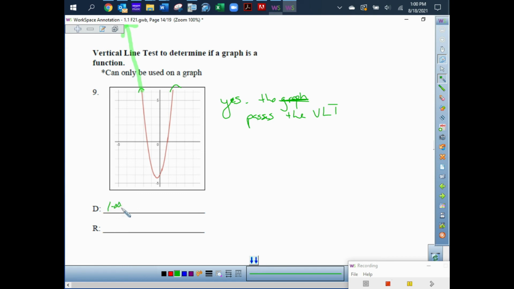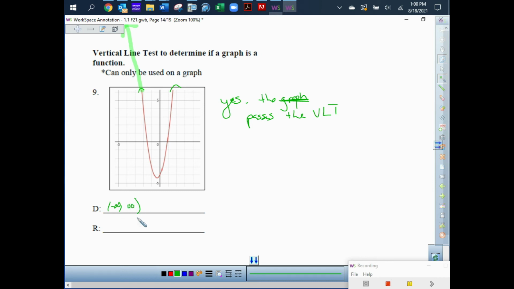It goes from negative infinity. And then, if you move to the right, the graph is still touching my straight edge, still touching, still touching. I go all the way to positive infinity, because that's getting wider and wider and wider. Would you believe that it always touched my straight edge? So that's why it's all reals, from negative infinity to positive infinity.